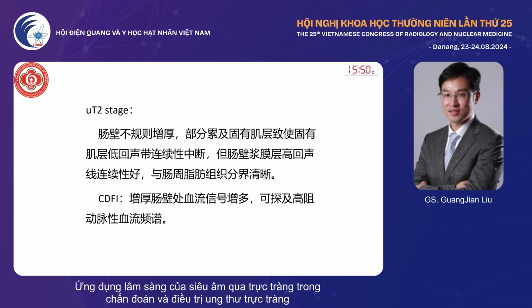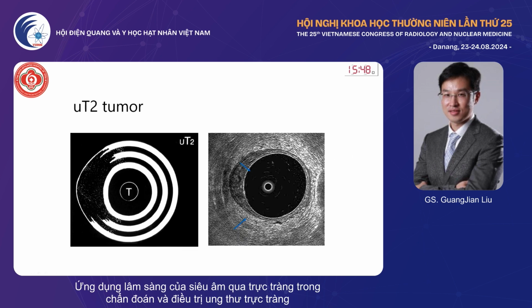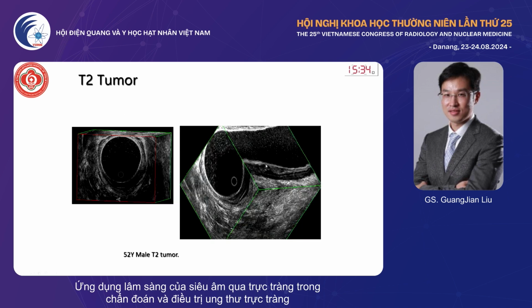And with the infiltration going through, we can see the tumor penetrated the submucosa layer and affected the muscular layer. So this is the T2 stage, but the wall of the rectum is still clear. We can see the hyperechoic layer disappeared here. So this means the tumor invaded the muscular layer.